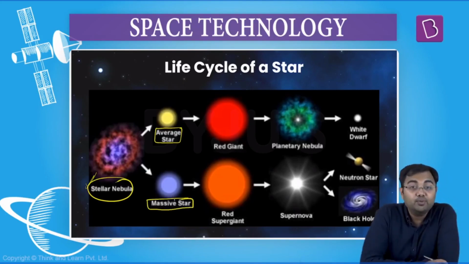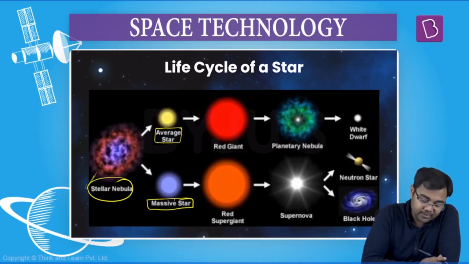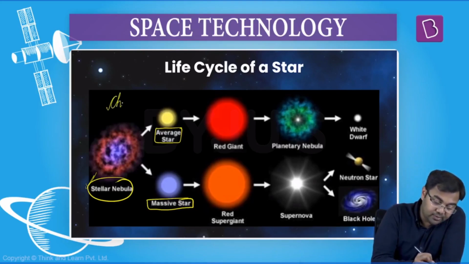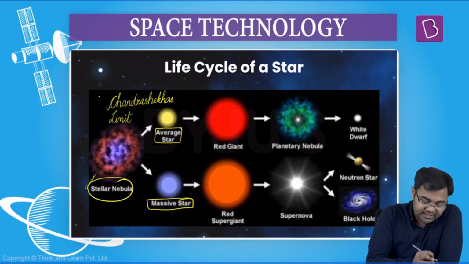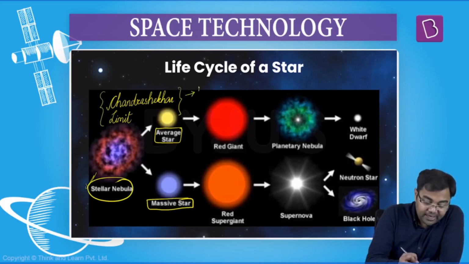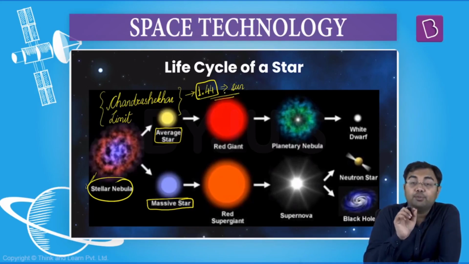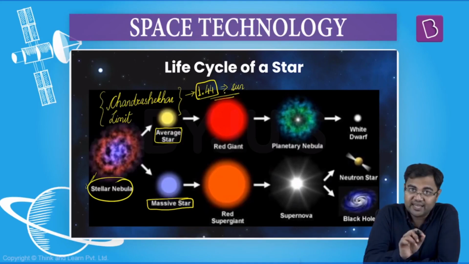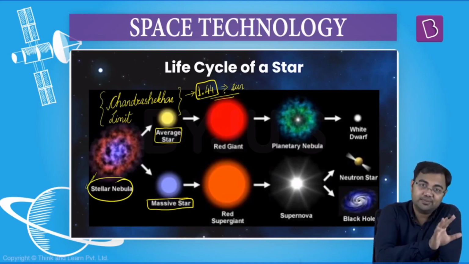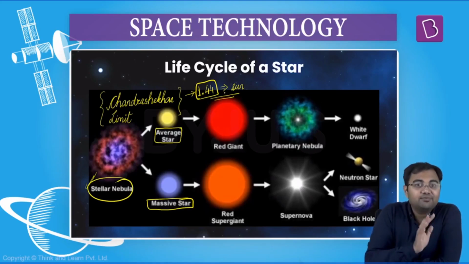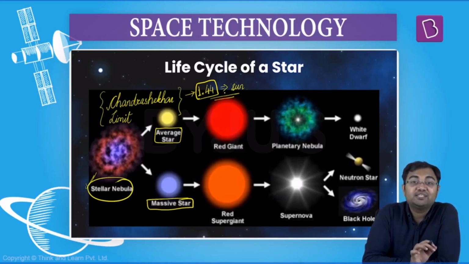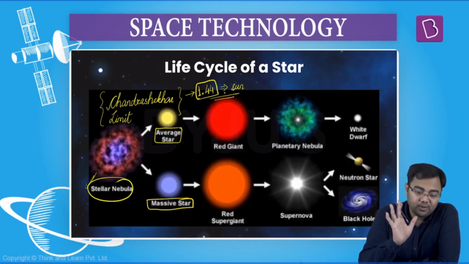Now, how do we determine what is a massive star and what is an average star? So this is where something which is very famous comes in, and that is the Chandrasekhar limit. What the Chandrasekhar limit says is that if the mass of a star is more than 1.44 times the mass of the sun, then in that case it will be called a massive star. If it is less than 1.44 times the mass of the sun, in that case you will call it an average star. All right.